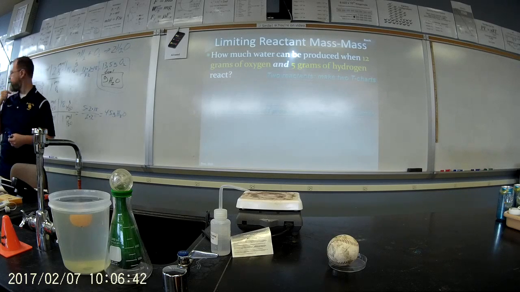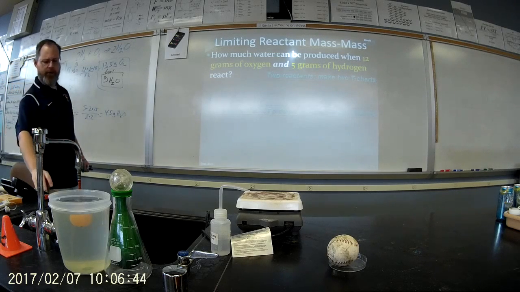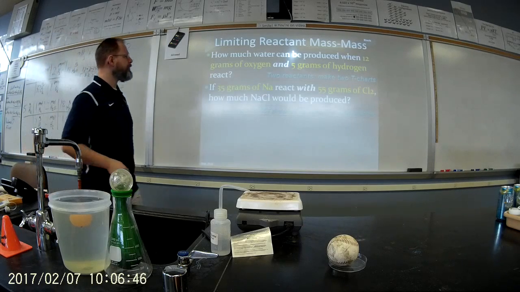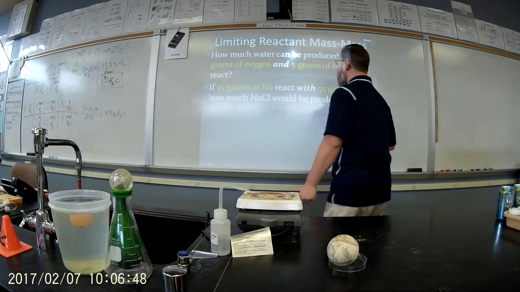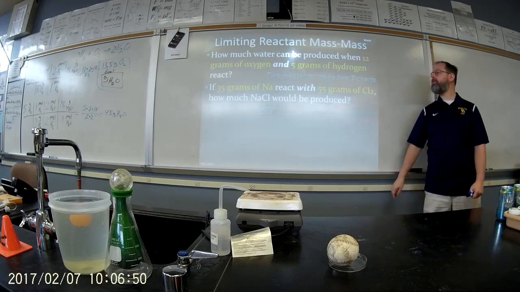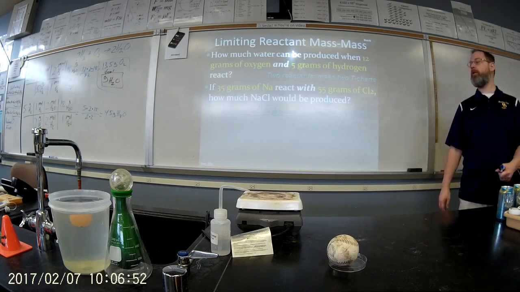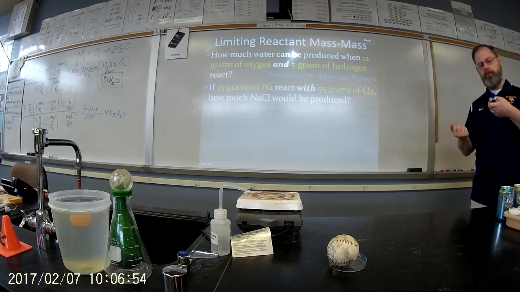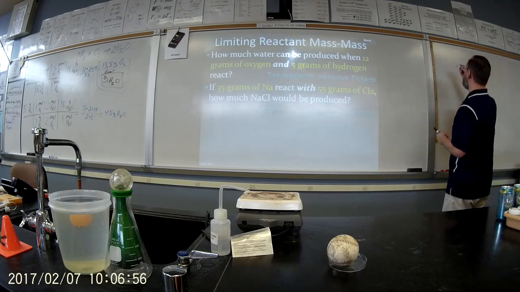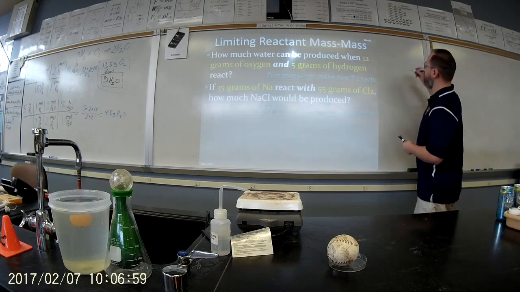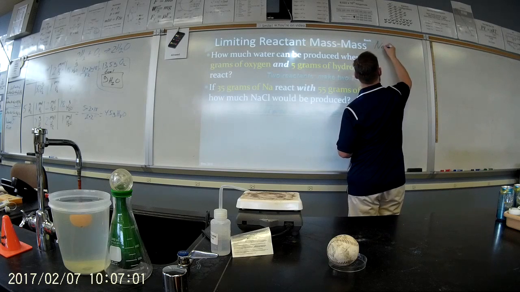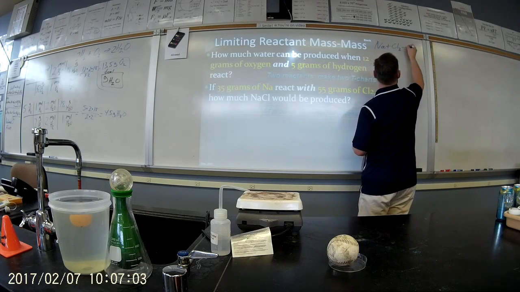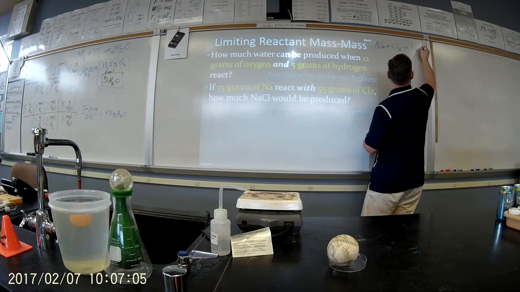Let's do it again. One more, second verse, just like the first. If 35 grams of sodium react with 55 grams of chlorine, how much sodium chloride would we produce? Let's find out. Can we start with the balanced equation? You want to start with the balance? That is perfectly fine. So if we had Na and we added Cl, then we're going to make NaCl.